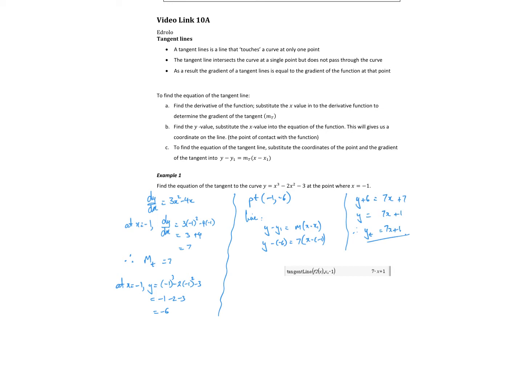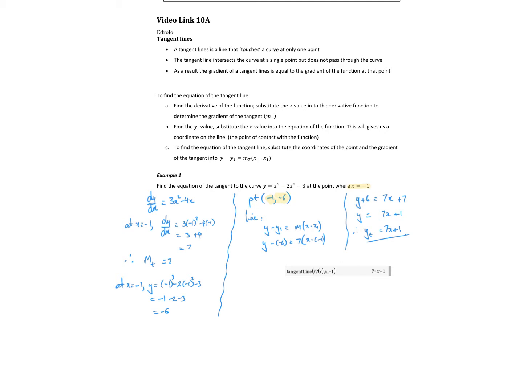All right, so let's look at example 1. Find the equation of the tangent of the curve y equals x cubed minus 2x squared minus 3 at the point where x equals -1. So if we need a tangent line, it means we need a line that fits the form y equals mx plus c. I need a gradient and a point the line goes through. So if we're interested in x equal to -1, if I substitute -1 into the equation, I'll get y equals -6. So there's my point.